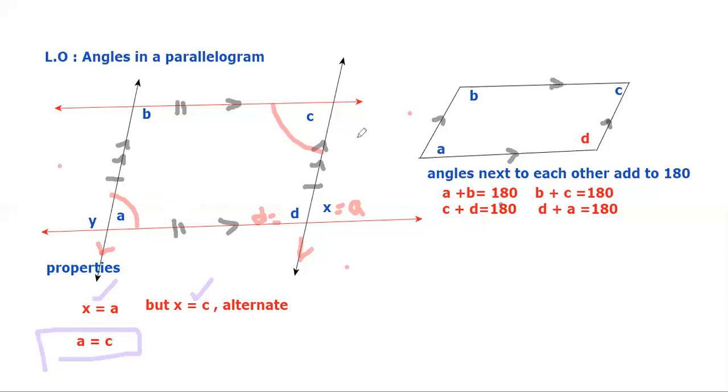And if A is equal to C, guys, this tells us one property: opposite angles in a parallelogram. Another property, opposite angles are equal. So it means that A is equal to C and D is equal to B.